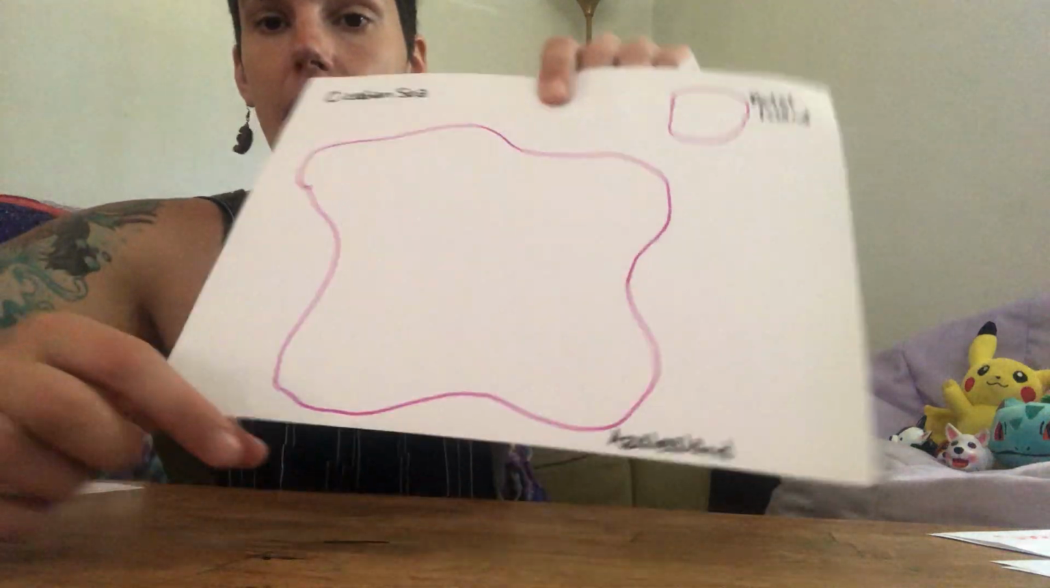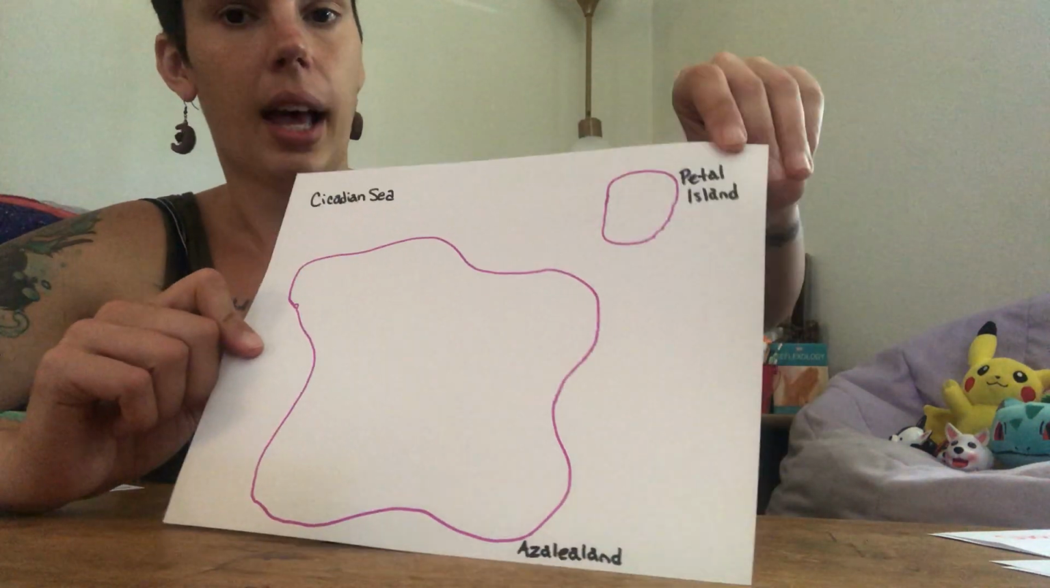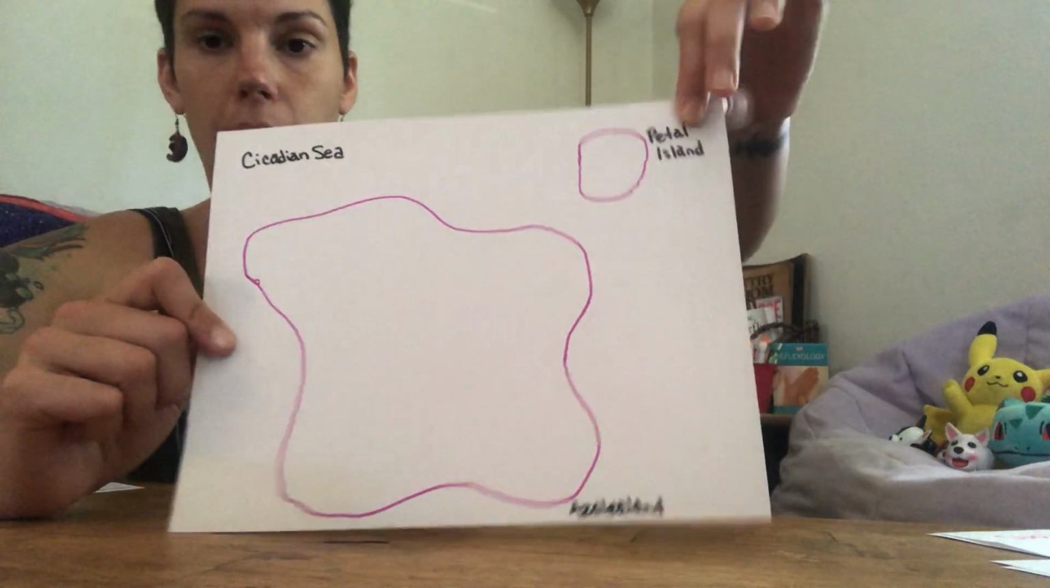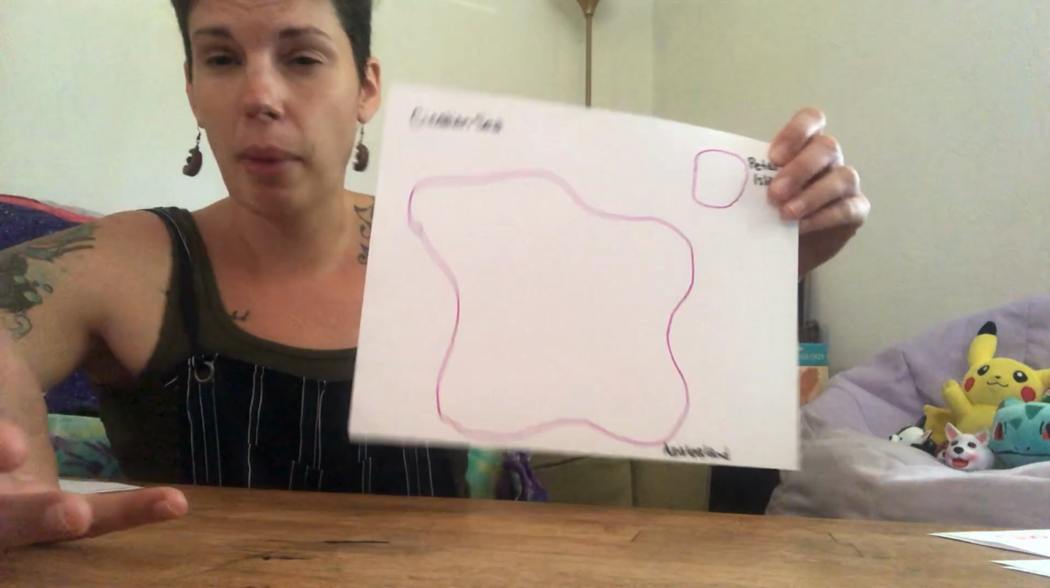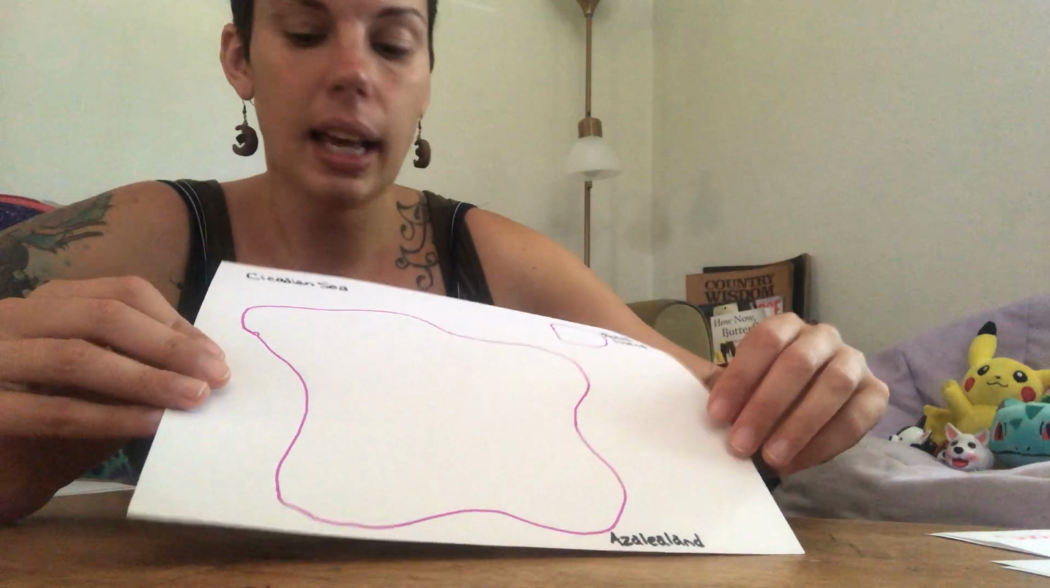So I labeled my country, which we named Azalea Land. I labeled my island, Petal Island. Now remember, you may or may not have an island depending on how you wanted that to go. And I labeled my sea, the Circadian Sea. So now my map is all ready to add more things.